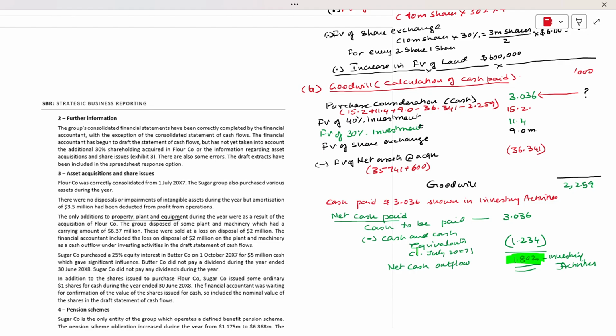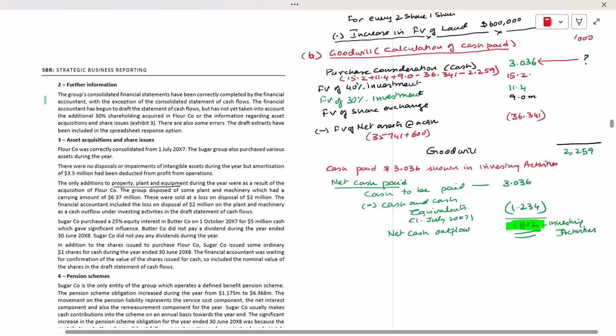Now, what does Exhibit 2 say? Exhibit 2 says that the group consolidated financial statements have been correctly completed by the financial accountant, with the exception of the consolidated statement of cash flow. The financial accountant began to draft the statement of cash flow, but has not yet taken into account the additional 30% share regarding asset acquisitions and share issues. Whatever is happening, we have to take the 30%.